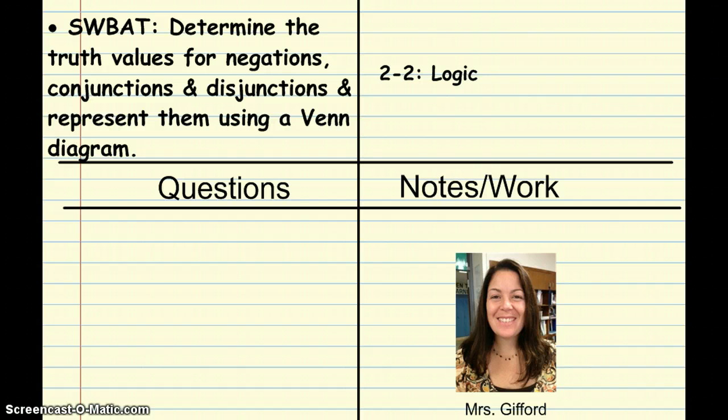After this lesson, you will be able to determine the truth values for negations, conjunctions, and disjunctions, and represent them using a Venn diagram. So let's get started.